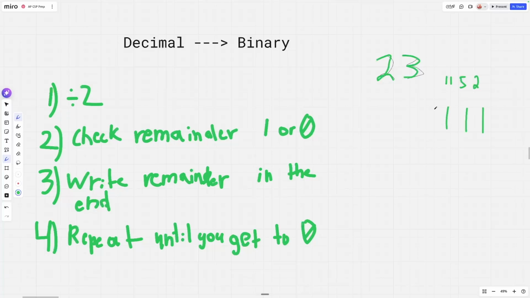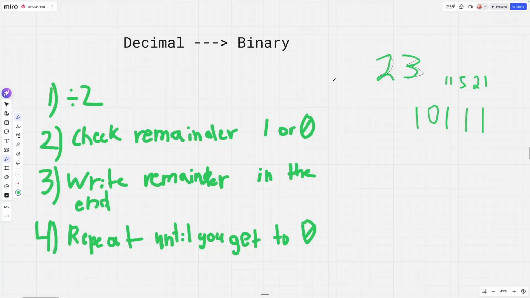2 divided by 2 is 1 with the remainder of 0. And then we have 1. 1 divided by 2 is 0 with the remainder of 1. And we get this number.